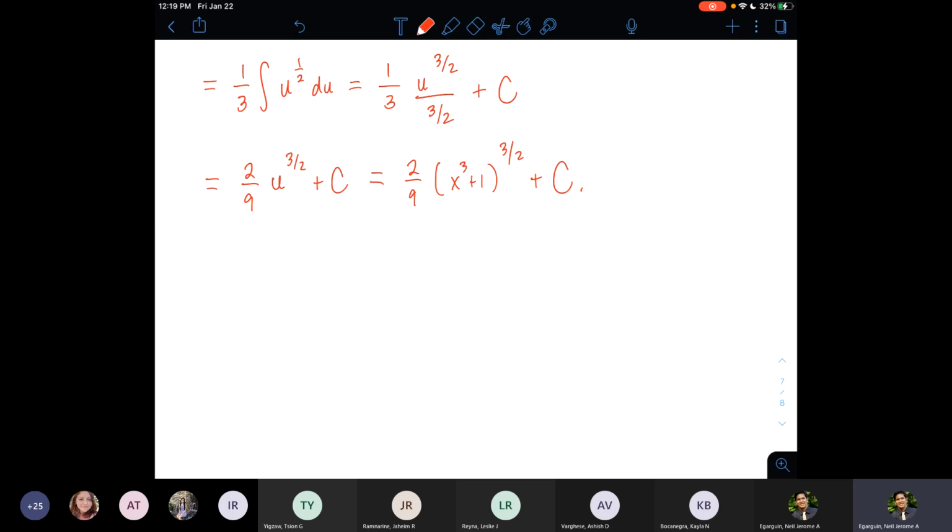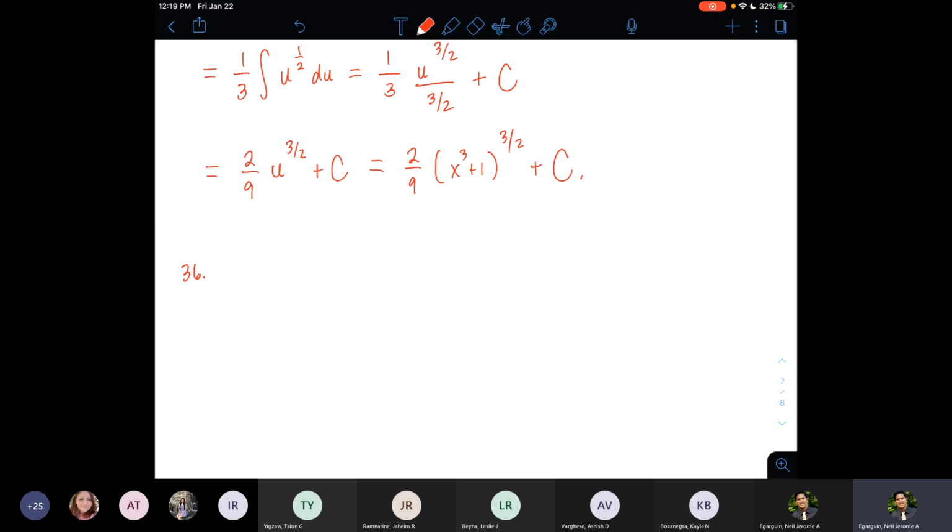Let me try this. This is number 36 from the worksheet. Integral of x squared e to the x cubed plus 1 dx. Okay. Again, this is a product, though more complicated than the previous one because this involves the exponential function. But let me try the same scheme nevertheless. I'll take a look at what could be a nice choice for you.